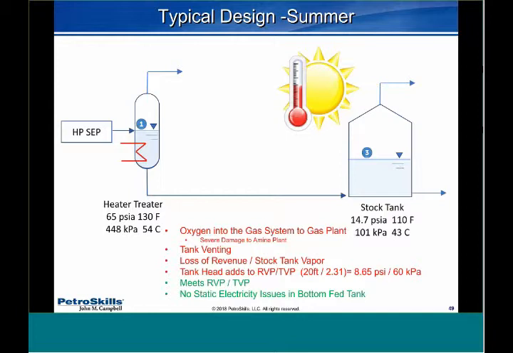The only problems that the design has are that the tanks are bottom fed, so you have the hydrostatic head of the liquid in the tank adding to the vapor pressure because the tanks aren't perfectly mixed, perfectly stirred. It gets oxygen in the system, just from breathing with the tanks, and you can also lose revenue if you're operating too hot. So you really should be looking at optimizing the vapor pressure with the temperatures in your system. It does meet the TVP and RVP, and the other thing is because the tank is bottom fed, there's no static issues to cause ignition in the tank.